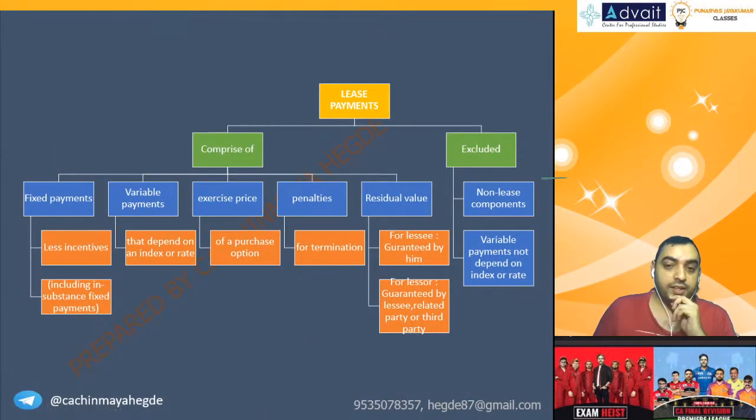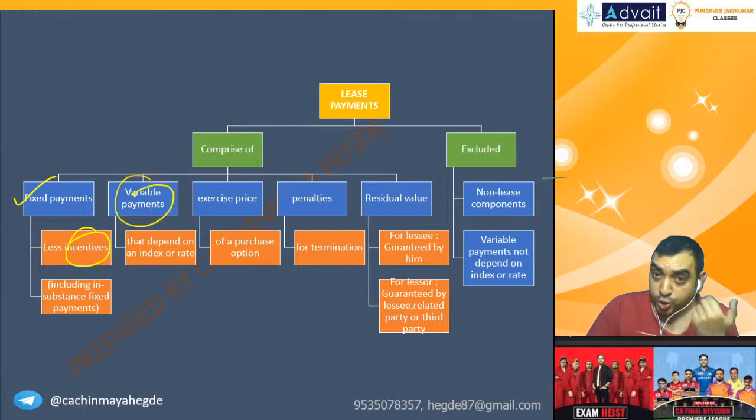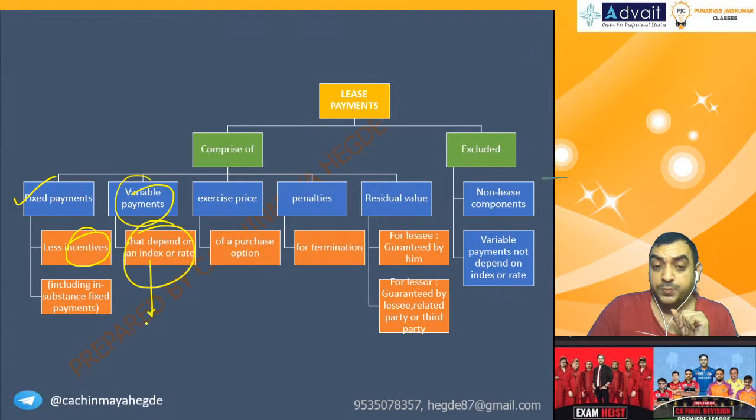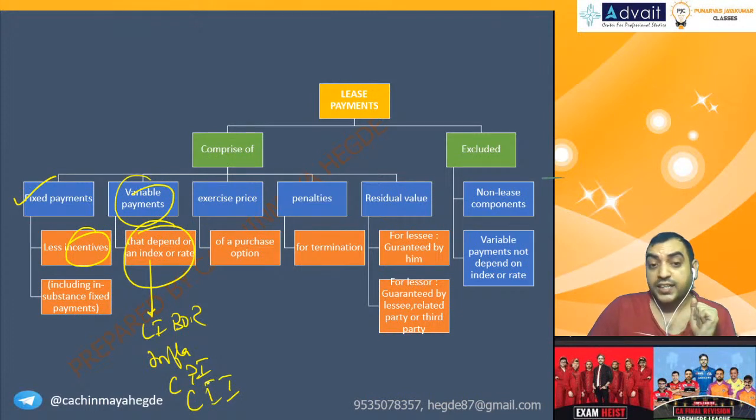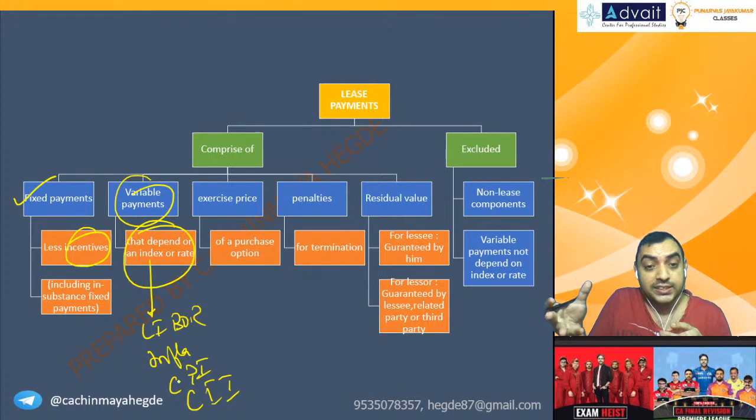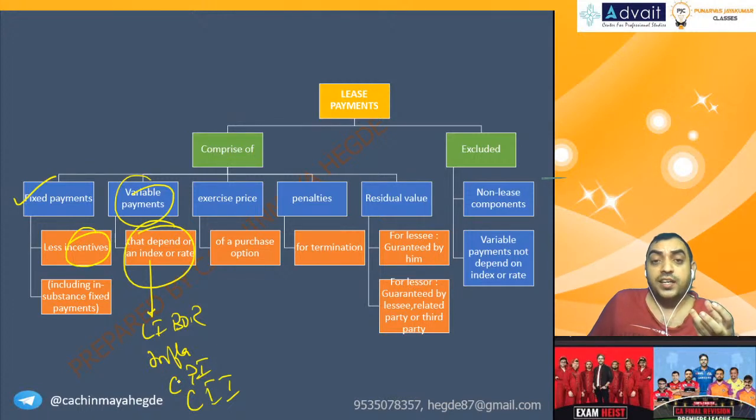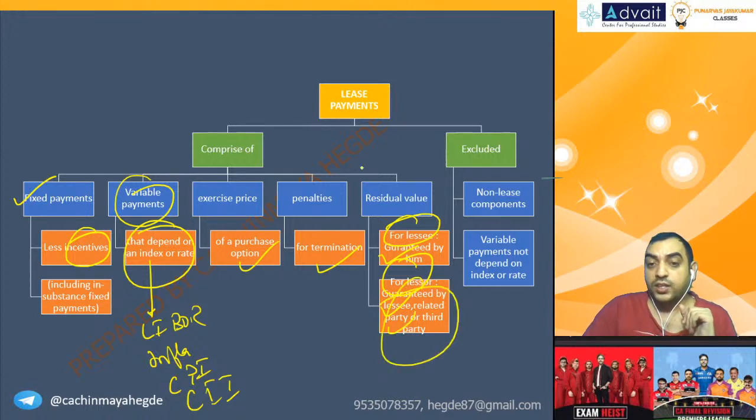Lease payments, okay, this is important. Lease payments are fixed payments less an incentive like cashback. Variable payments are also part of lease payments if they depend on an index or rate. Index means your LIBOR rate, maybe interest rate, or inflation index, CPI index, or you have CII, cost inflation index as per income tax. When the payments are connected with those indexes, then it is part of variable payments. Suppose it's connected with percentage of sales, percentage of number of units produced, that is not part of lease payment, that is royalty, separate. Exercise price, penalties, residual value, okay, residual value guaranteed by the lessee, but for the lessor, guaranteed by the lessee or even a third party. So total residual value you take for lessor, only guaranteed residual value you take for lessee.